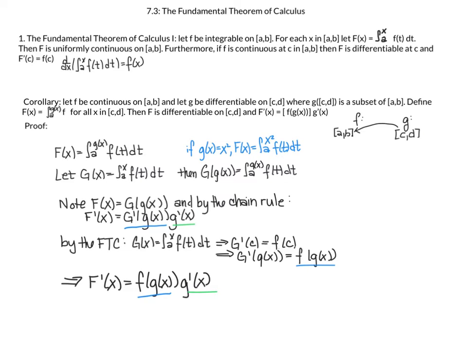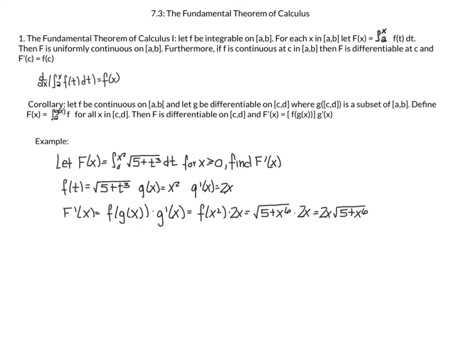And just underlining where everything came from: our F prime of x is equal to capital G prime of g of x, and that is what I have here underlined in blue. And then we bring down our lowercase g prime of x. And that's it for the proof.